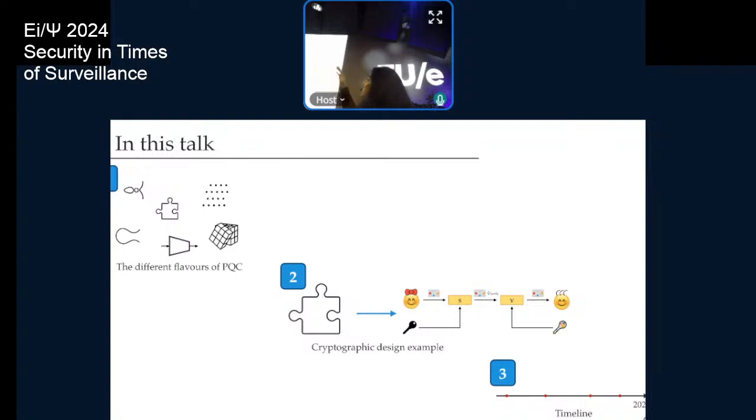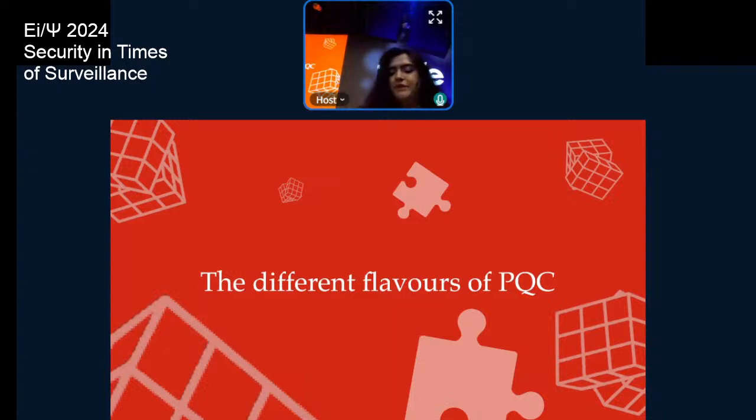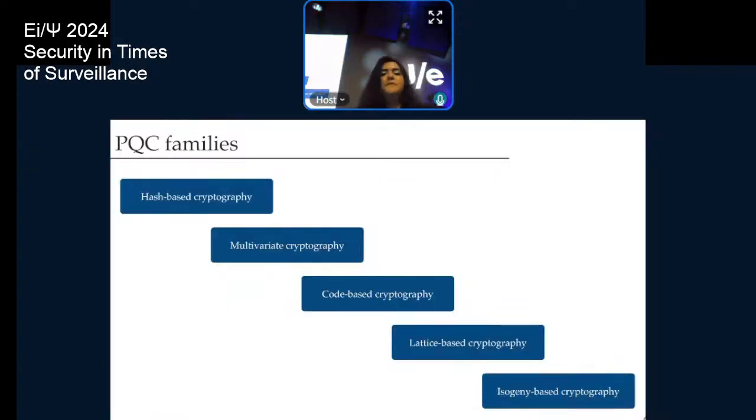I'm going to first tell you about what we call the 5 families of post-quantum crypto, just to give you an idea of what these mathematical structures are. And then I'm going to show you an example of a cryptographic design, because I keep repeating how a hard problem gives you a crypto system. Then I will concretize this with an example. And then if we have time, I'll go a bit over the timeline, not so much the timeline, but just to give you an idea of where we are now in the timeline of standardization.